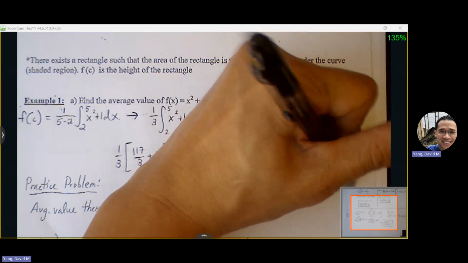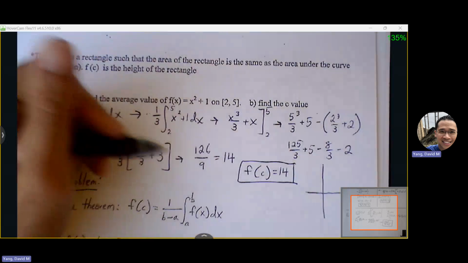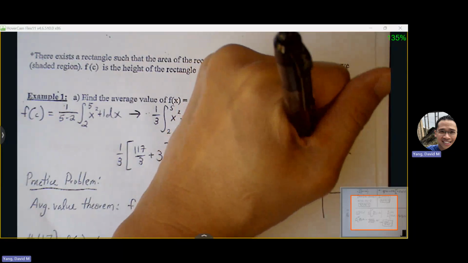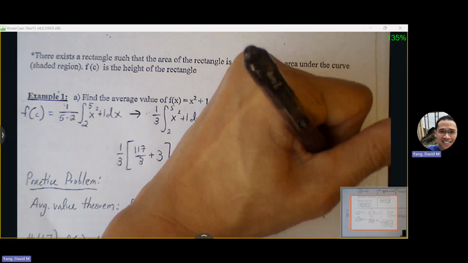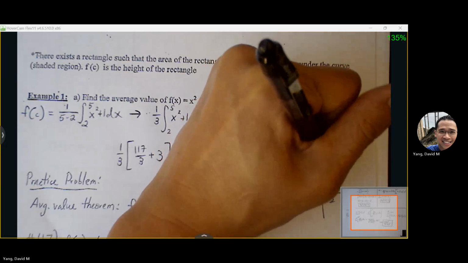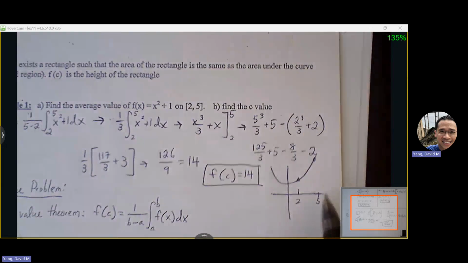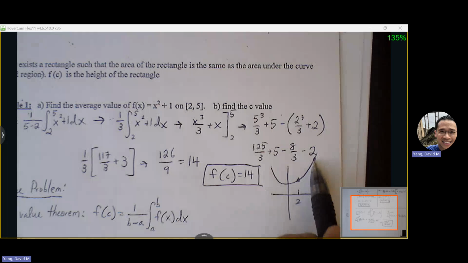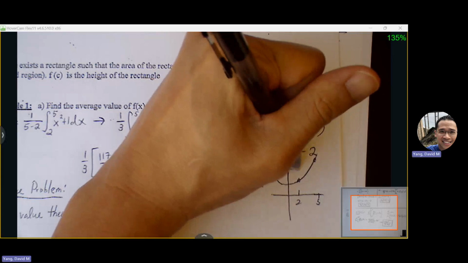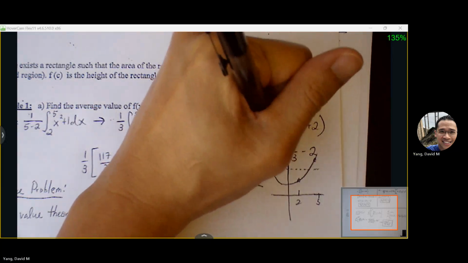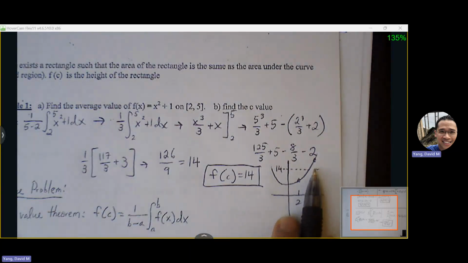So just to give you a visual as to what we've achieved here. x squared plus 1 looks like this, between 2 and 5. We're averaging out all the heights between here, and we found out that the average height is 14, which is probably somewhere around here. So this process allows us to find that average height of 14.